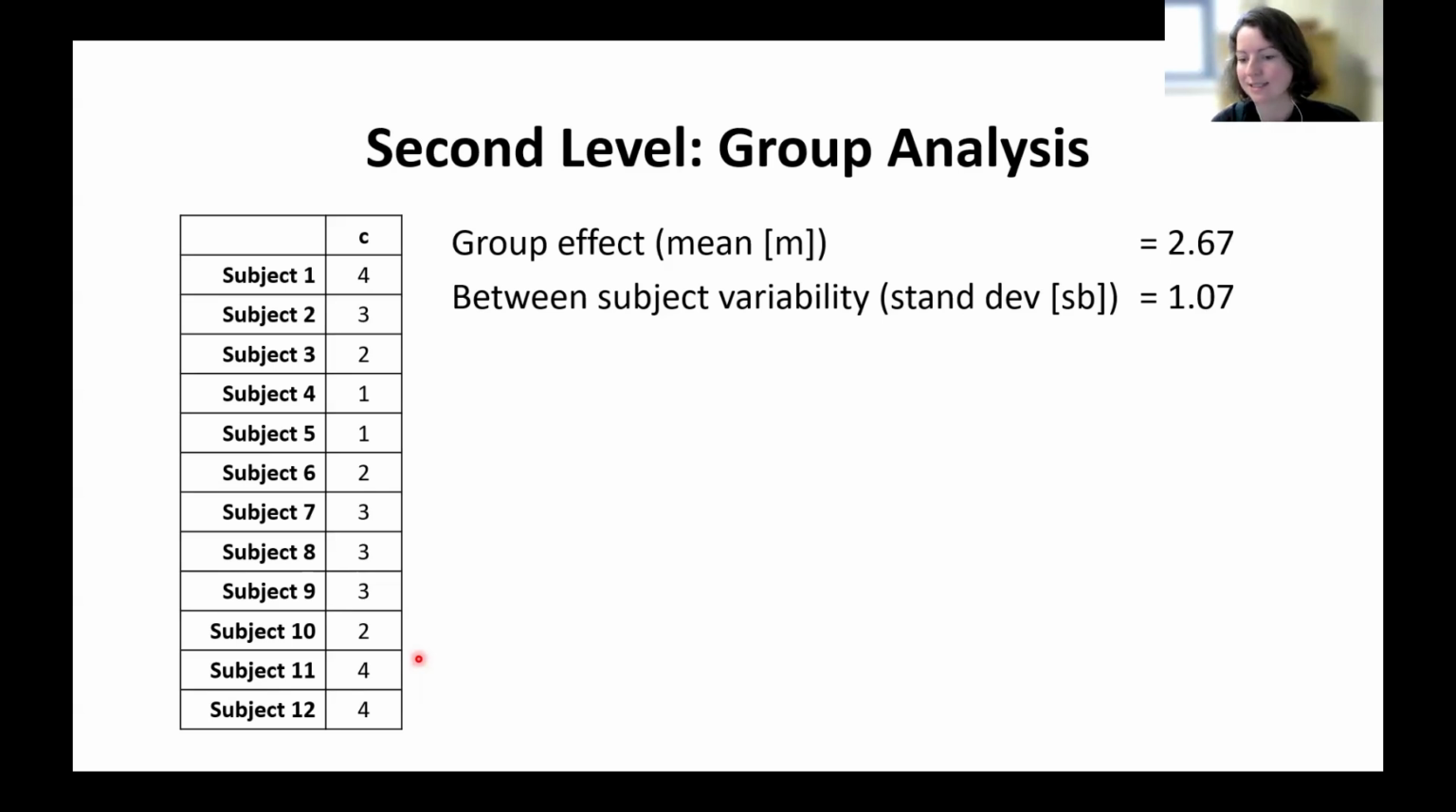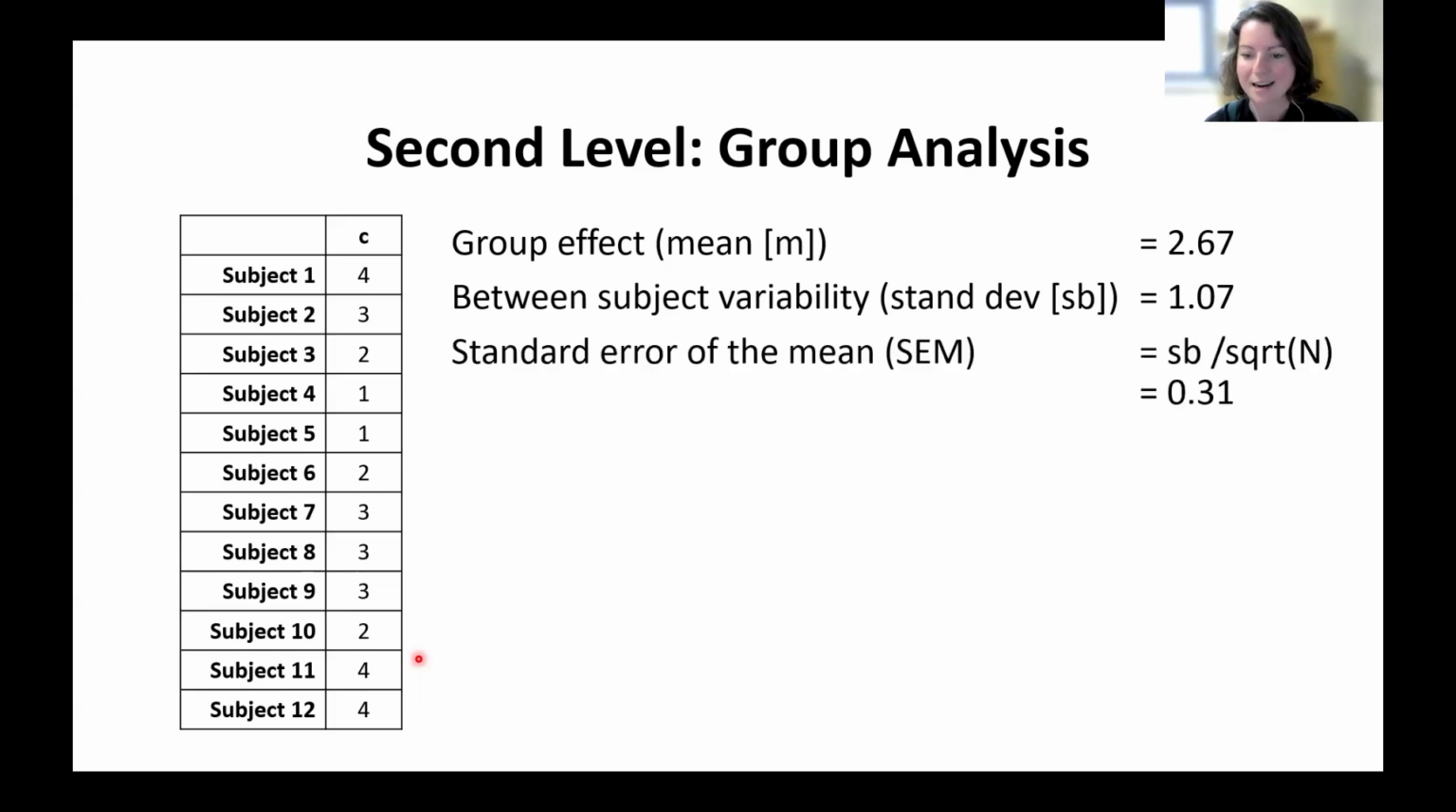Now, for the t-test, we need to furthermore account for the number of subjects that we have, which indicates how trustworthy our estimates are, right? If we have more subjects, we can believe these means and standard deviations more. And we do this by transforming the standard deviation to the standard error of the mean by dividing it by the square root of n, which in this case is 12. So 1.07 divided by the square root of 12 gives us a standard error of the mean of 0.31.